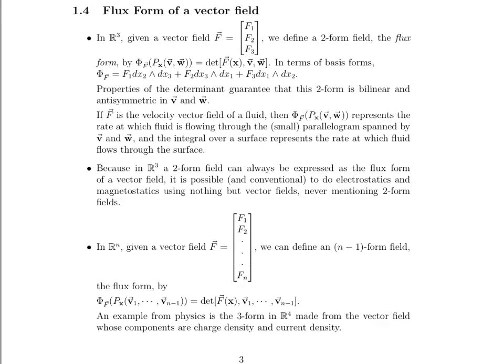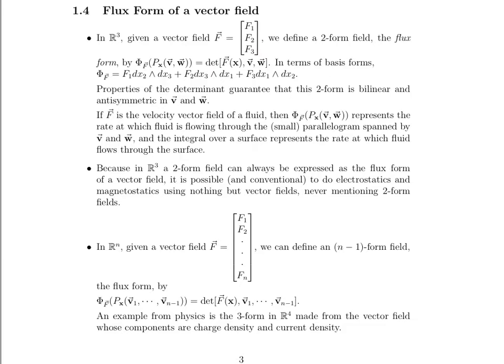An important concept to be introduced here is the flux form of a vector field. Now in R3, given a particular vector field that has 3 components because we're in R3, we can define a two-form field known as the flux form by the following: by taking the determinant of a 3 by 3 matrix where the first column is the vector field, the second column is V, and the third column is W.